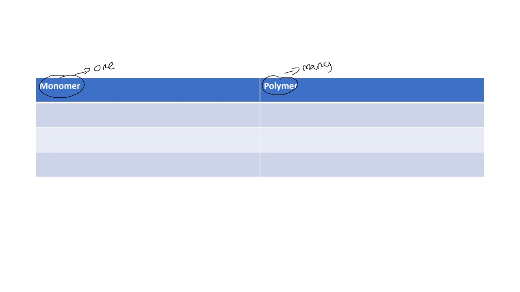So for example, in terms of polysaccharides, a polysaccharide is a big chain of sugars, all right? Things like, for example, starch and cellulose. So this is the polymer. The monomer for a polysaccharide is going to be a monosaccharide. Mono for one.